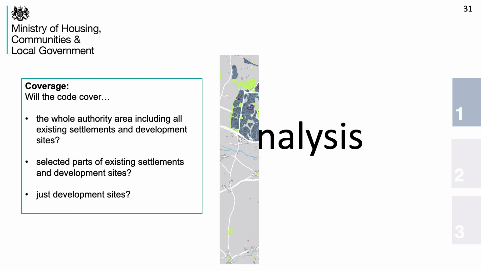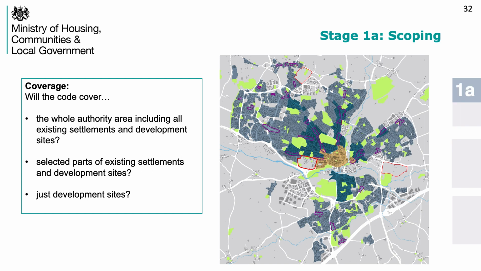Which parts of your area are you anticipating the code will cover? It can include the whole local authority area. That is a possibility. It may involve quite a lot of work, and so it's also perfectly acceptable for codes to cover just development sites, just areas where new development is planned, or perhaps a hybrid with some existing areas where change is expected and some development sites.